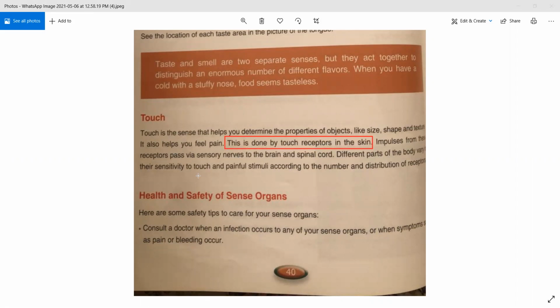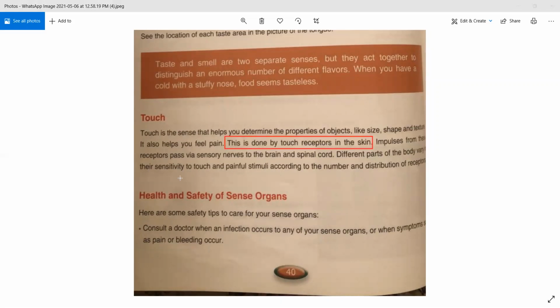Impulses from these receptors pass via sensory nerves to the brain and the spinal cord. Different parts of the body vary their sensitivity to touch and painful stimuli according to the number and distribution of receptors. All you need to know here is this is done by touch receptors on the skin.